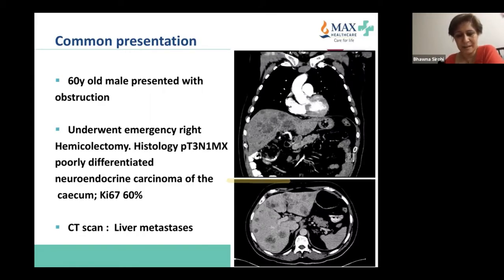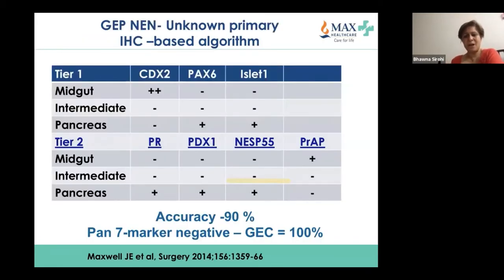So this is the common presentation that I have seen, that patients present with obstruction, undergo an emergency hemicolectomy or any colon surgery or even a jejunal surgery. And the histology then shows the patient has a neuroendocrine carcinoma, high Ki67. You do imaging and you find the liver is studded with metastasis. And a lot of times, a patient goes for an executive health checkup, and the ultrasound shows that the liver is studded with metastasis. This is actually quite common, that patients do go for a health checkup and they have liver metastasis.